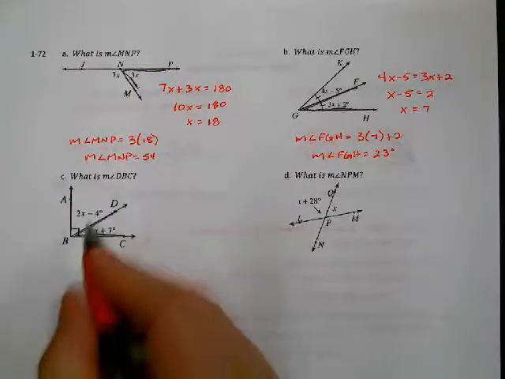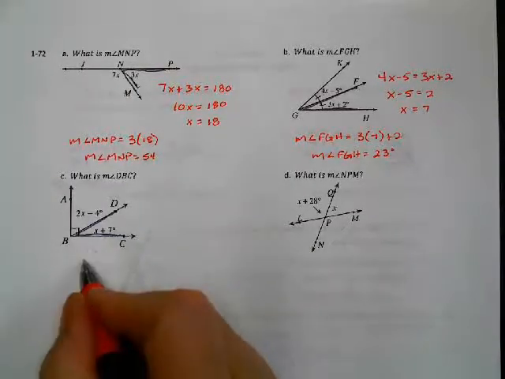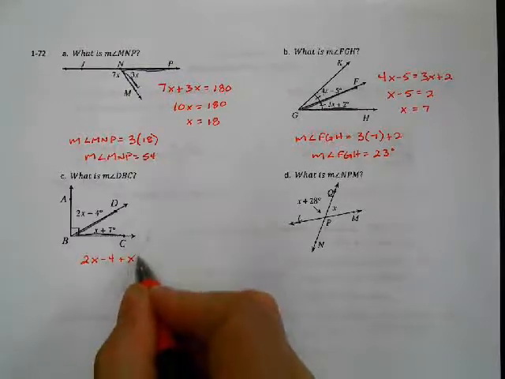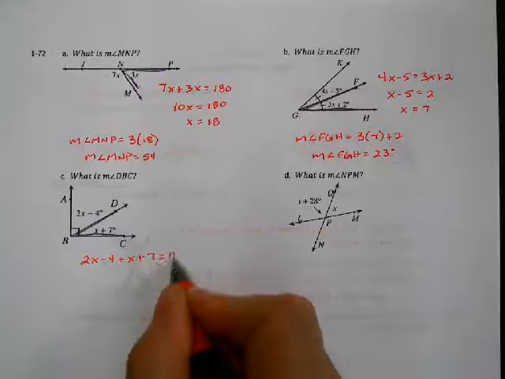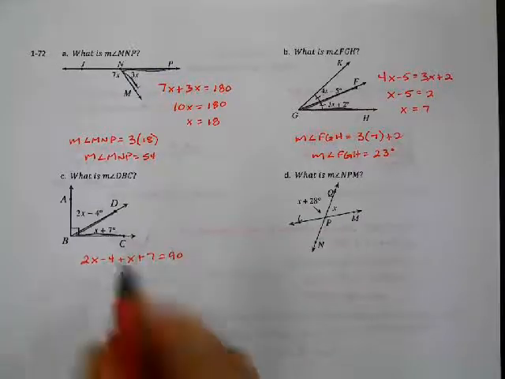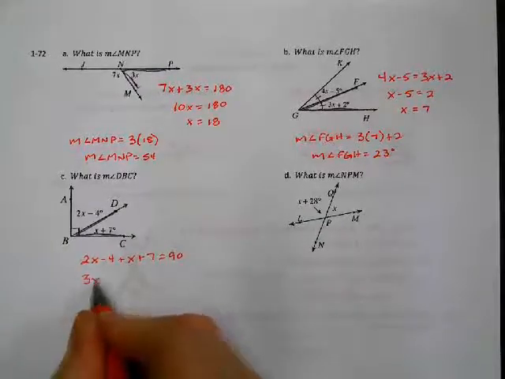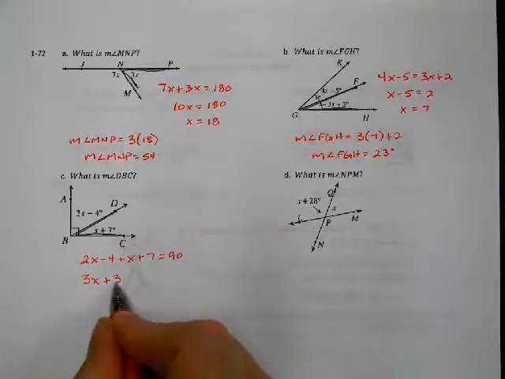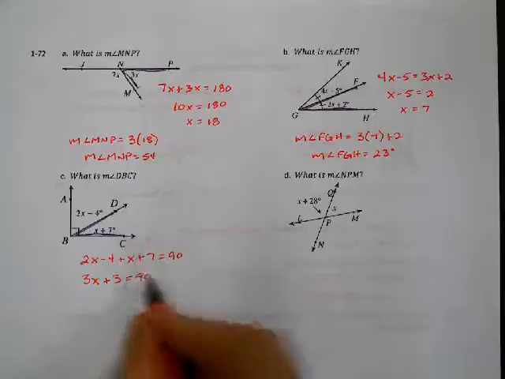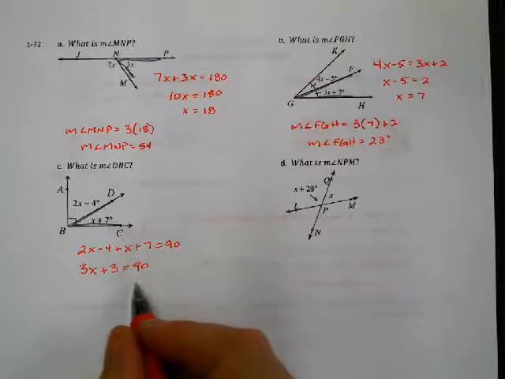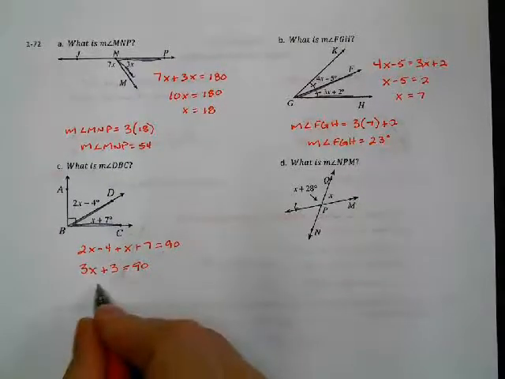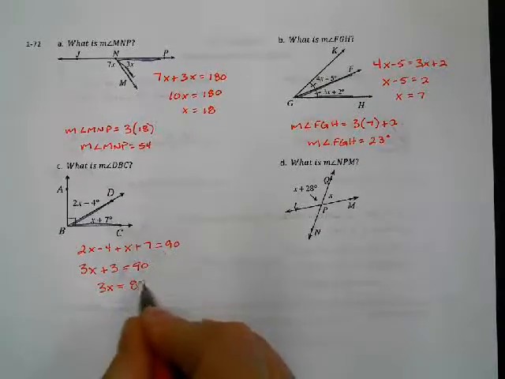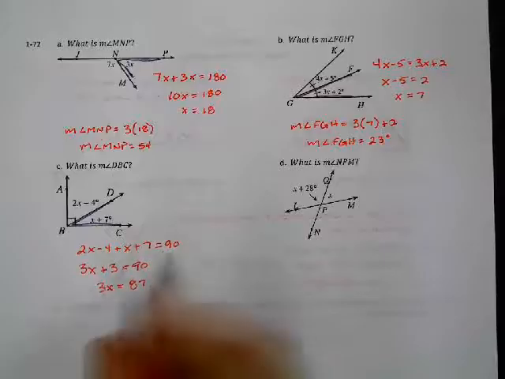So this is 2x minus 4 plus x plus 7 equals 90. Combine my like terms of 2x and x, and I would get 3x. Combine my like terms of negative 4 and 7, and I would get 3. Now I'm going to use the subtraction property of equality and subtract 3 from both sides. I get 3x is equal to 87. Divide both sides by 3, and x is equal to 29.